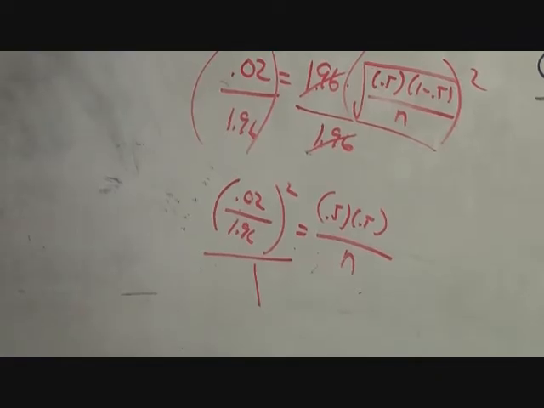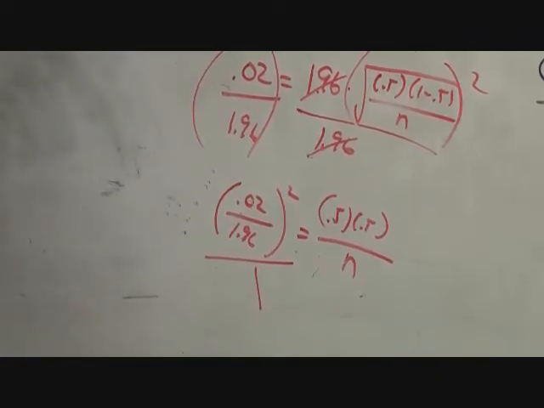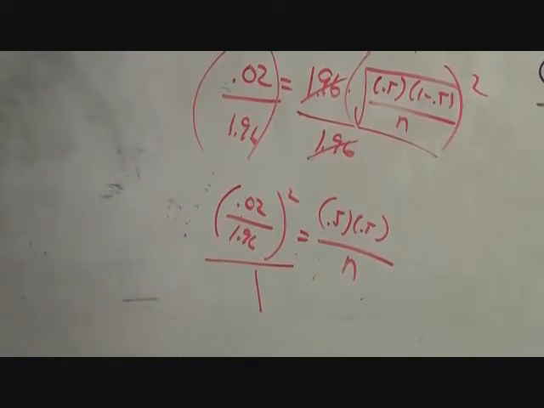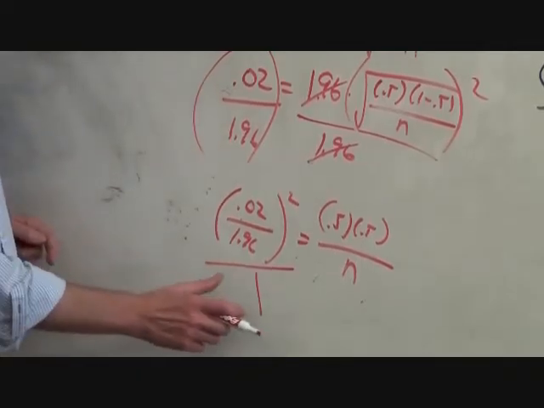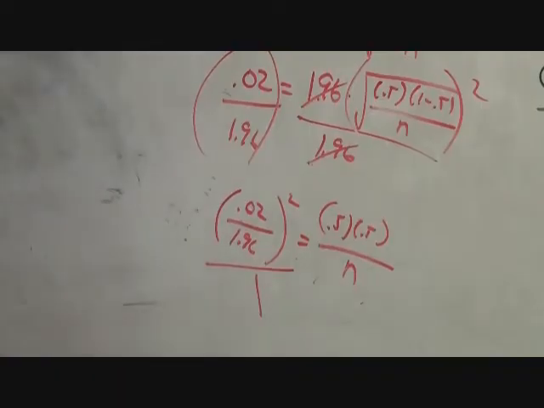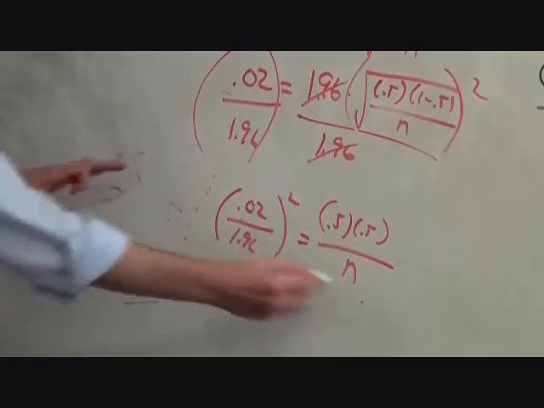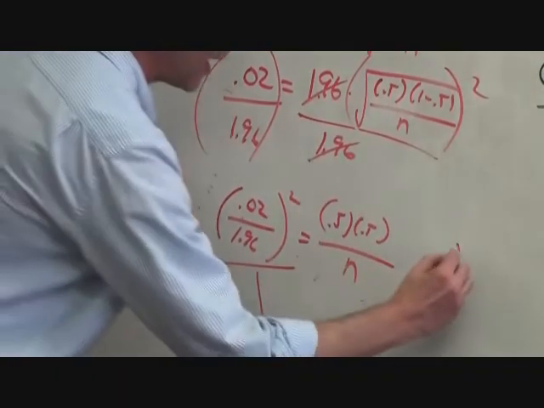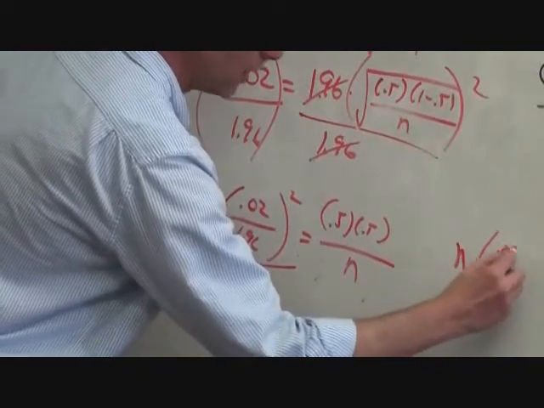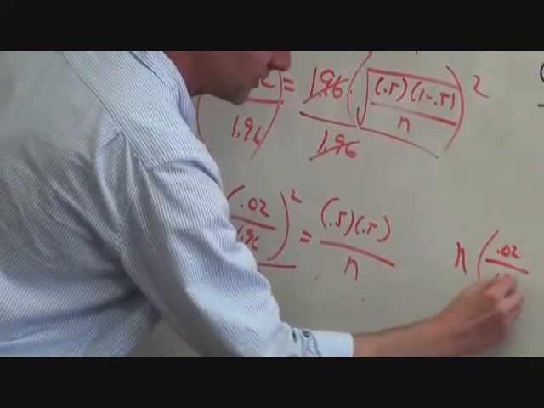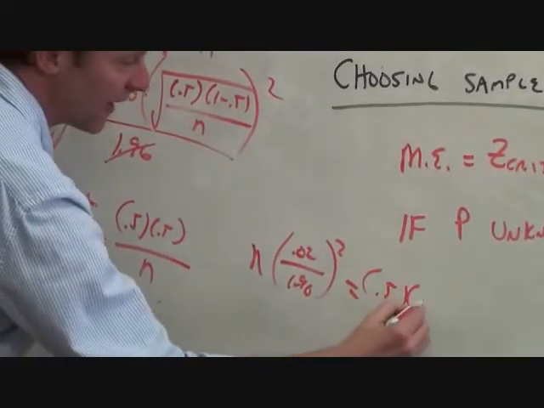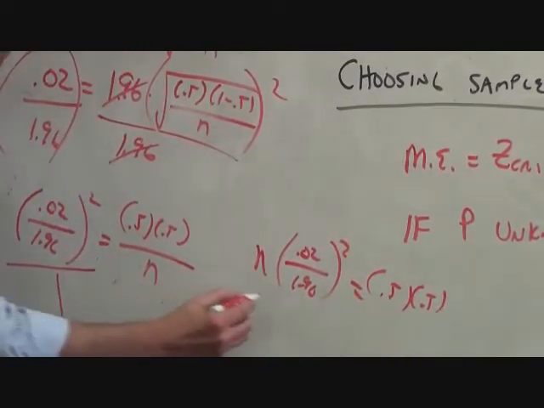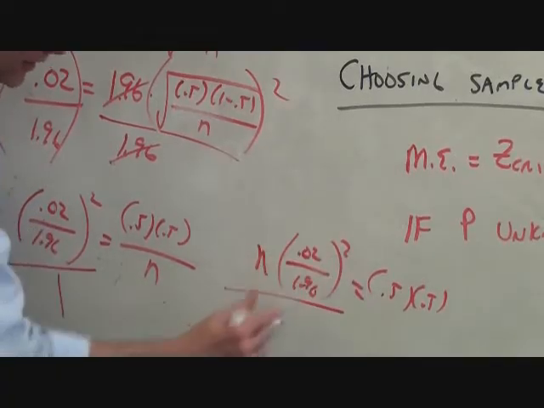That's one way to look at it. Too many fractions? That's the way I like to do it. So on this side, I'm going to have n times 0.02, 1.96 squared. On the other side, I'm going to have 0.5 times 0.5. Last step is divide by this thing.